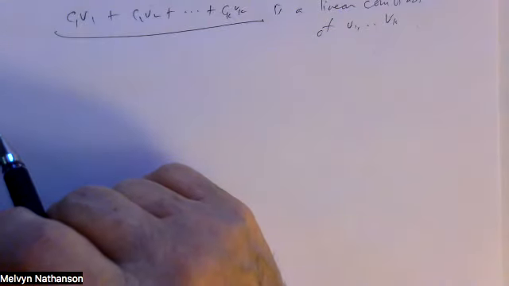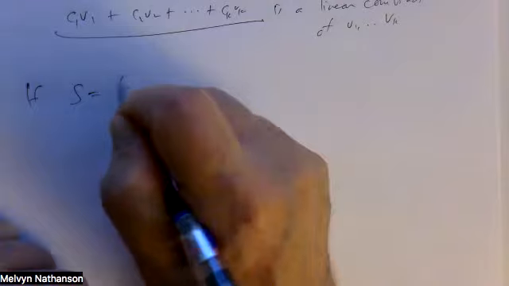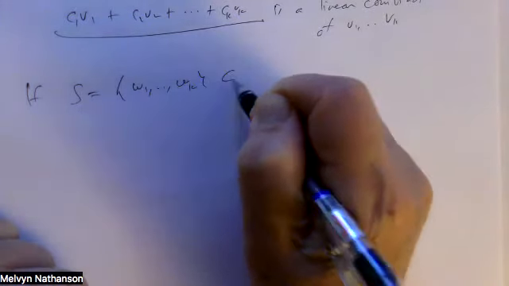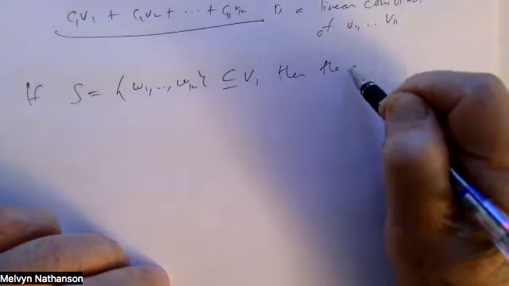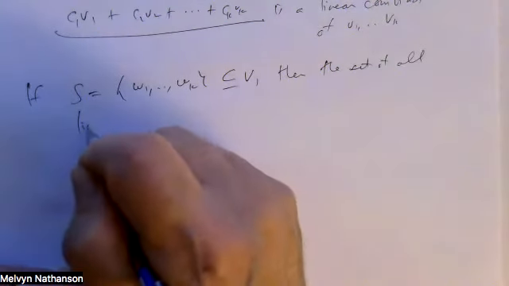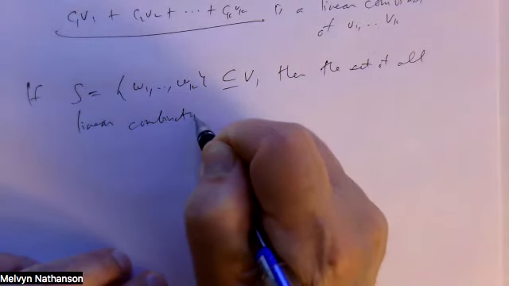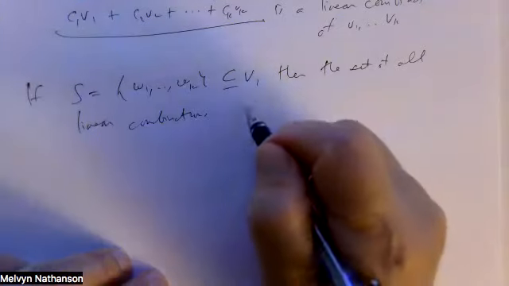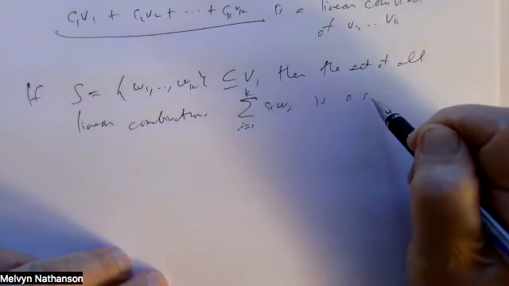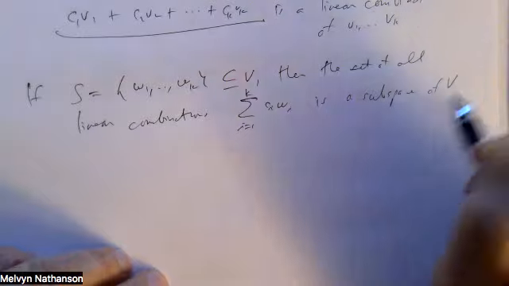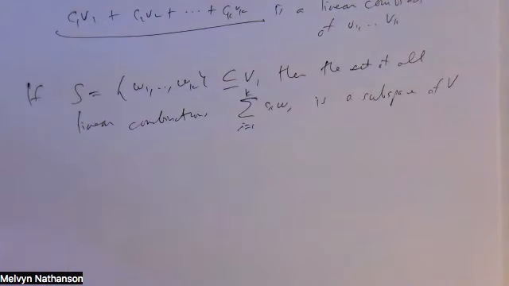And if S is a set of K vectors contained in V, then just as we saw for Rn, the set of all linear combinations, the sum from I goes from 1 to k of C sub I, W sub I, is a subspace of V. And the definition of a subspace is exactly what it was in chapter 1. Namely, it's a subset of the vector space that contains 0 and is closed under vector addition and scalar multiplication.